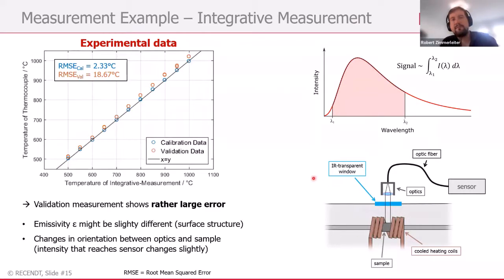So when we now use this calibrated sensor and make a validation measurement, this was done basically by removing the sensor, opening the lid of the dilatometer, changing the sample, closing, reattaching the sensor, and then doing the measurement again. We get some validation data, which is shown here in orange.